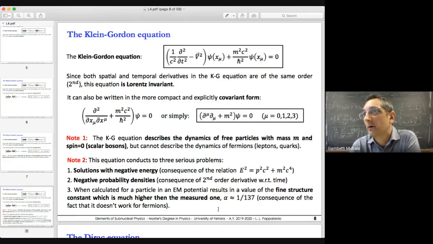And then there is another problem. When you apply the Klein-Gordon equation to the case of a particle in an electromagnetic potential, so not anymore a free particle, but a particle interacting in an electromagnetic potential, and you make your calculation, you obtain a value of the fine structure constant which is completely different from the correct value, the one you can obtain from experiments, for instance. So the Klein-Gordon equation works pretty well in describing the dynamics of relativistic scalar bosons, but it fails in many important respects.